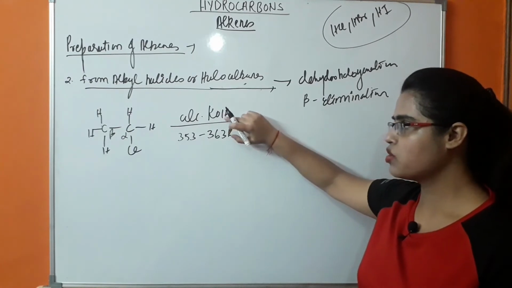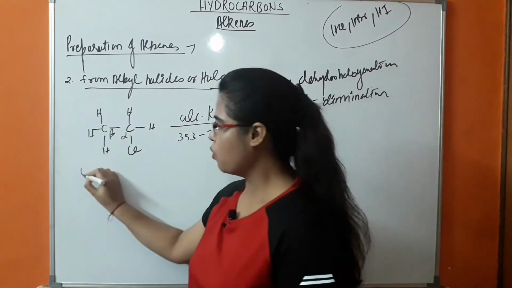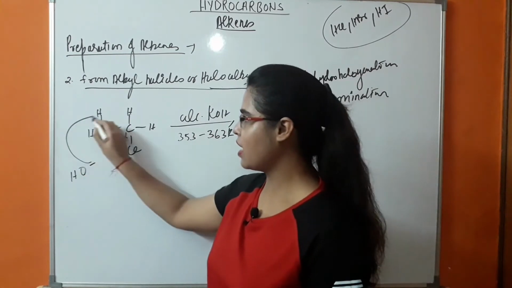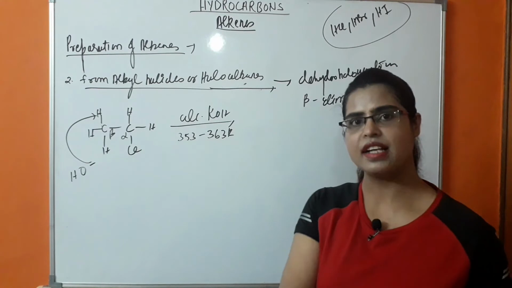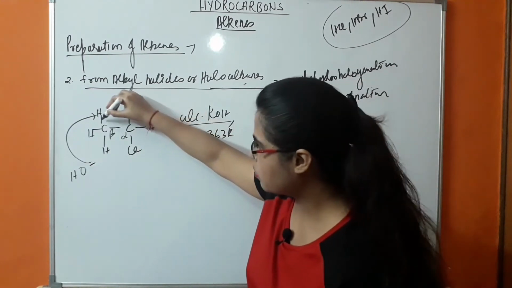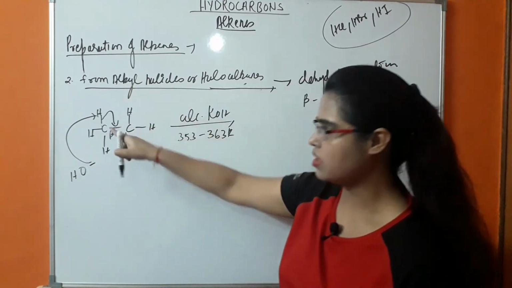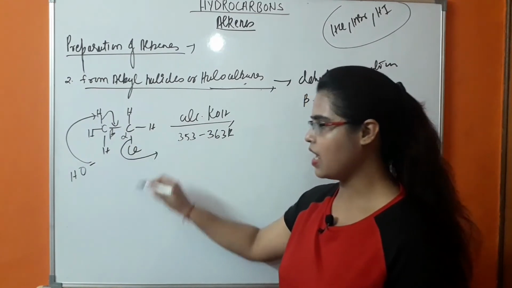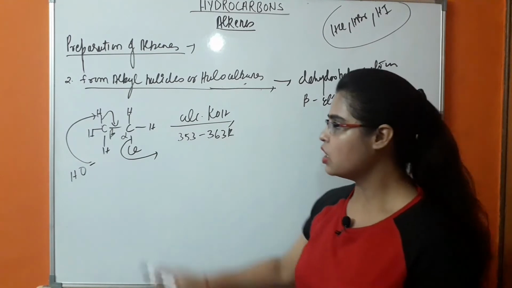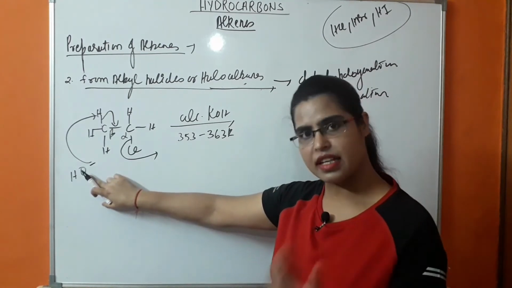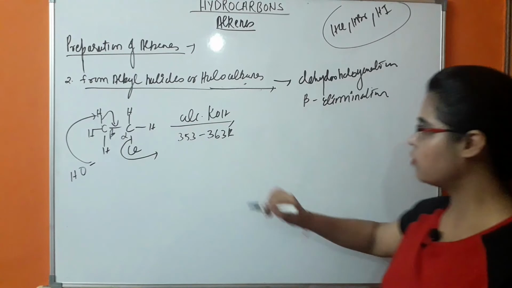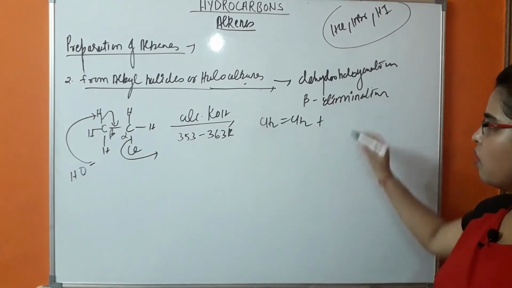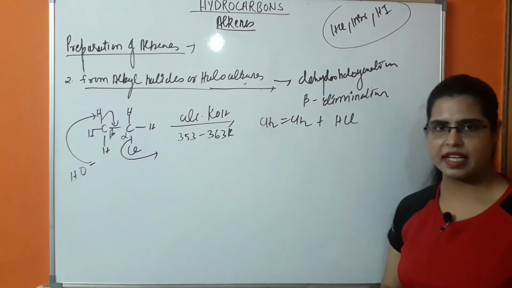This alcoholic KOH will release OH minus. OH minus behaves as a nucleophile. It will attack this hydrogen, which will be removed as H plus. This hydrogen donates its bond electrons towards the carbon, and the Cl will be removed as Cl minus. So OH minus is initiating the reaction. What forms is CH2 double bond CH2, with removal of HCl.